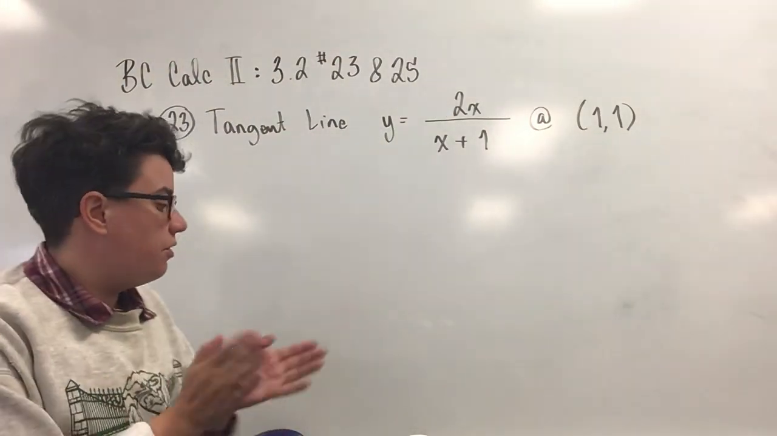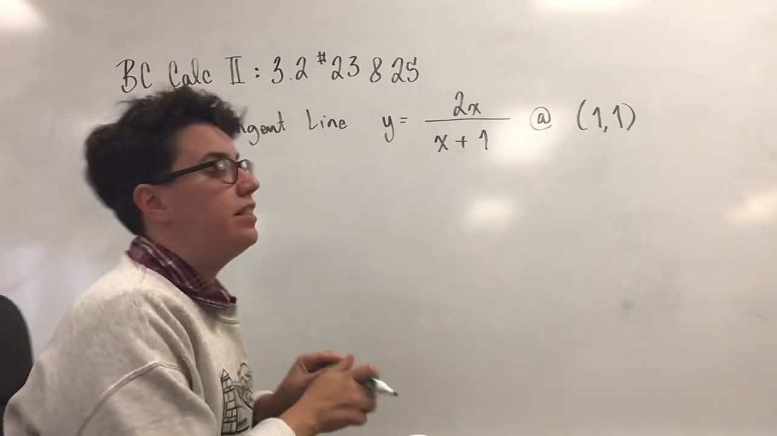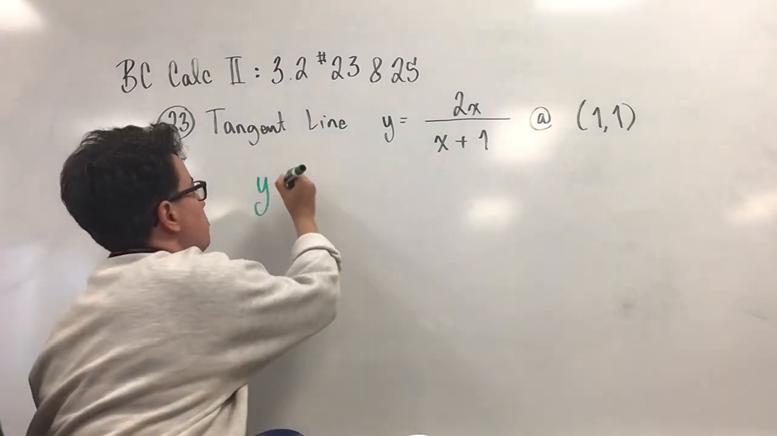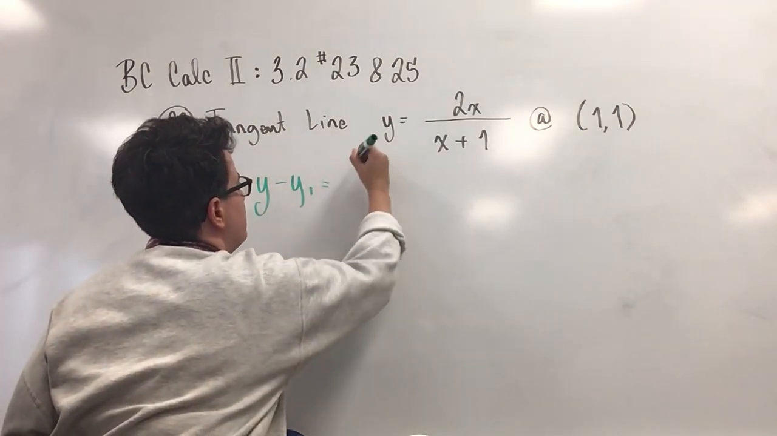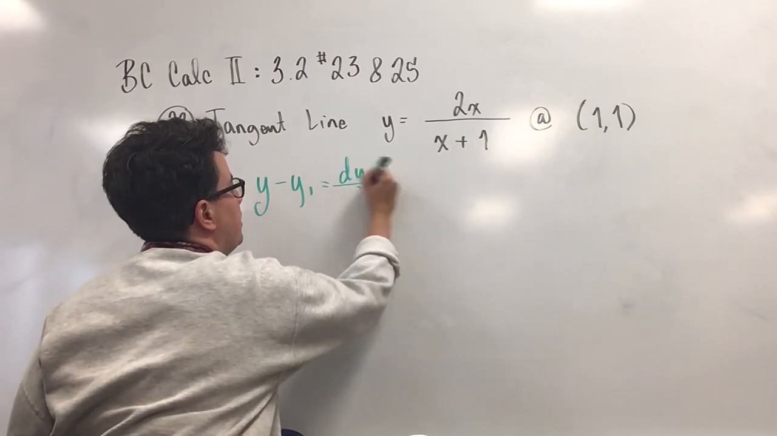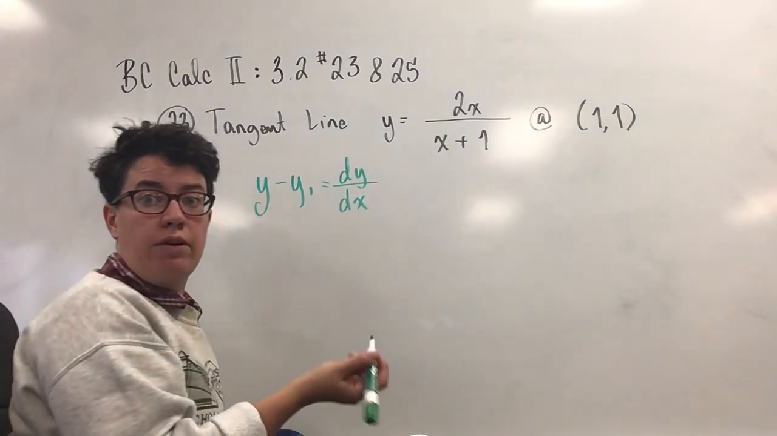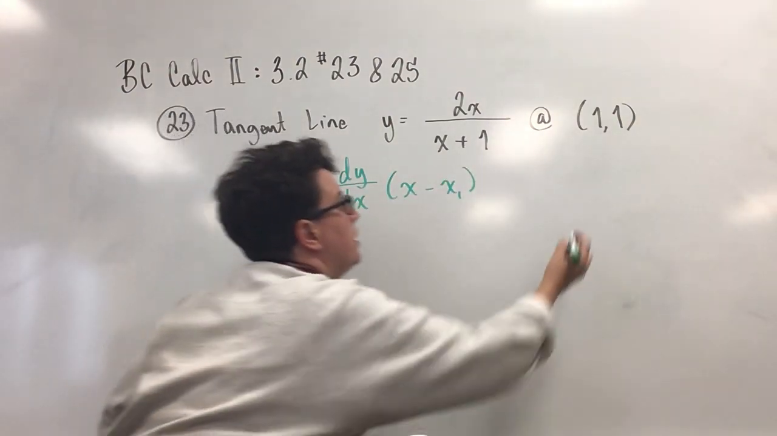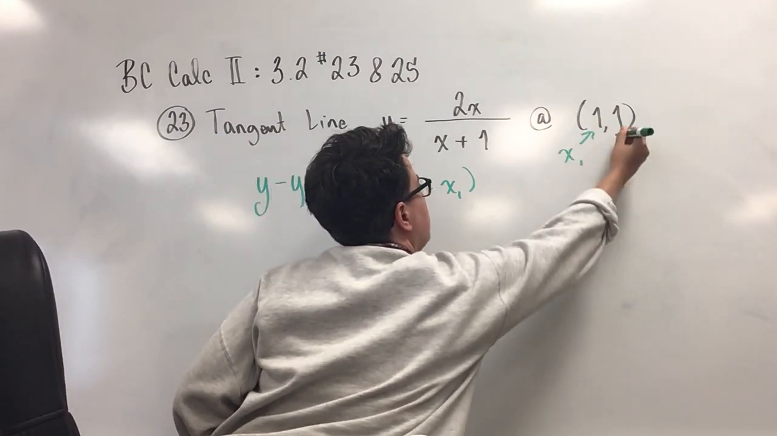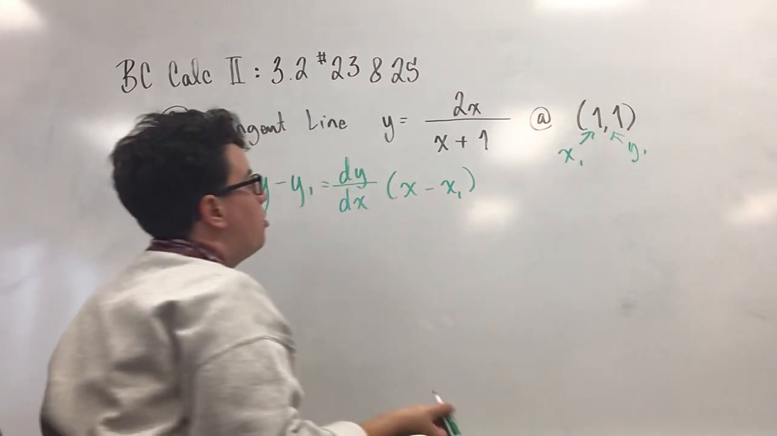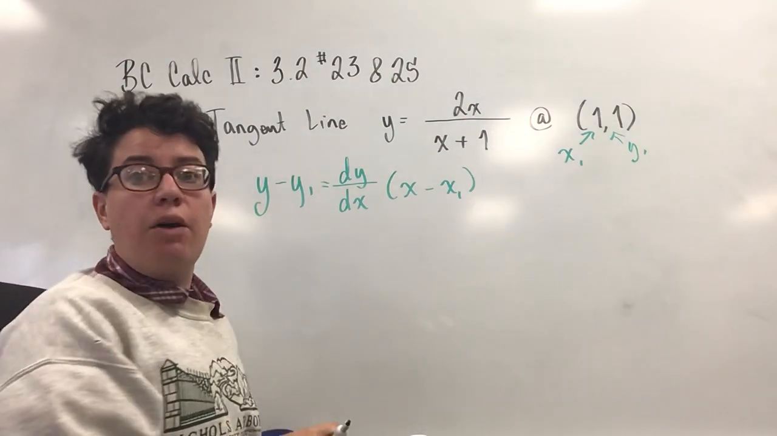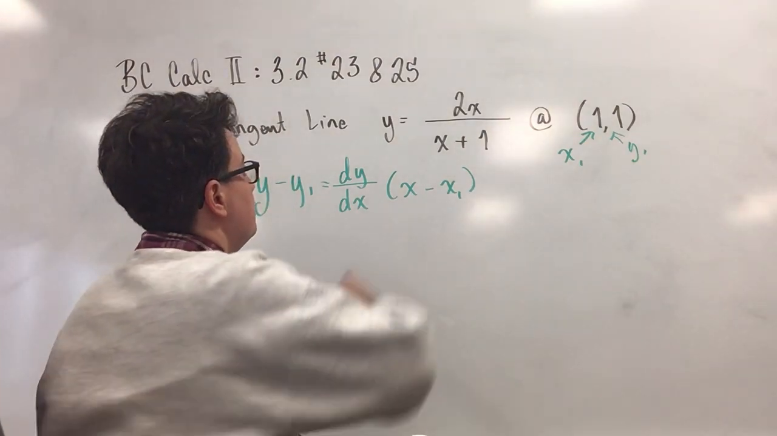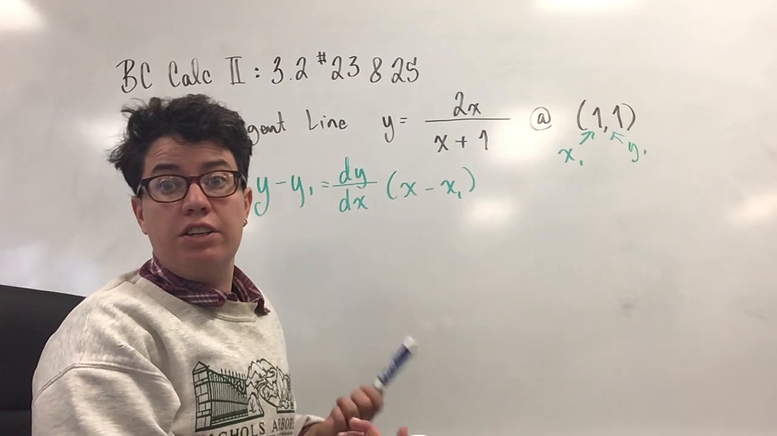So, we want to remember from our tangent line that this is always going to be a really good place to start, which is your point slope form. So that's y minus y1 is equal to the slope, which is that first derivative, dy dx, right? Change in y over change in x, of x minus x1. Now we already have our points here. We've got our x1 and our y1. So all we need to do is find our derivative. And what we're going to do to find that derivative is, in this case, use our quotient rule. For 25, you're going to use the product rule.